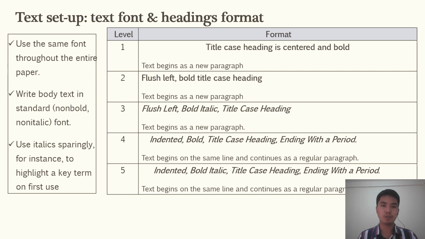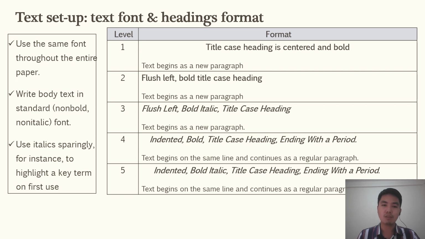Here are the basic rules for the text font and headings format. We use the same font throughout the entire paper. We write the body text in standard, non-bold, non-italic font. We use italics sparingly, for instance, to highlight a key term on its first use.